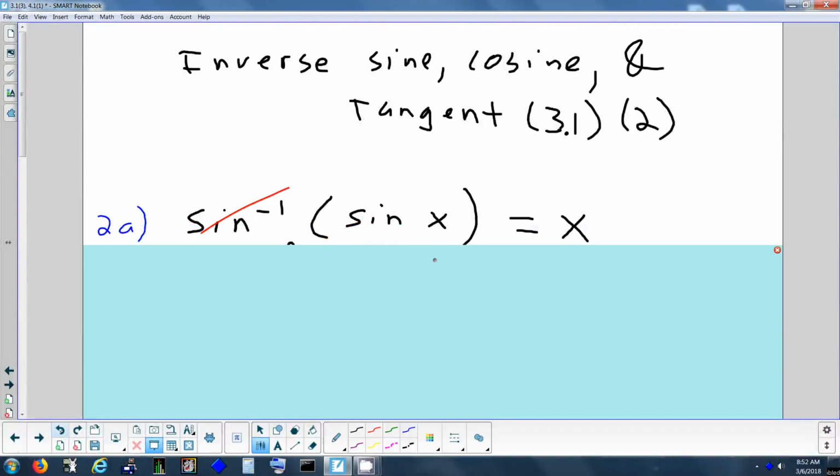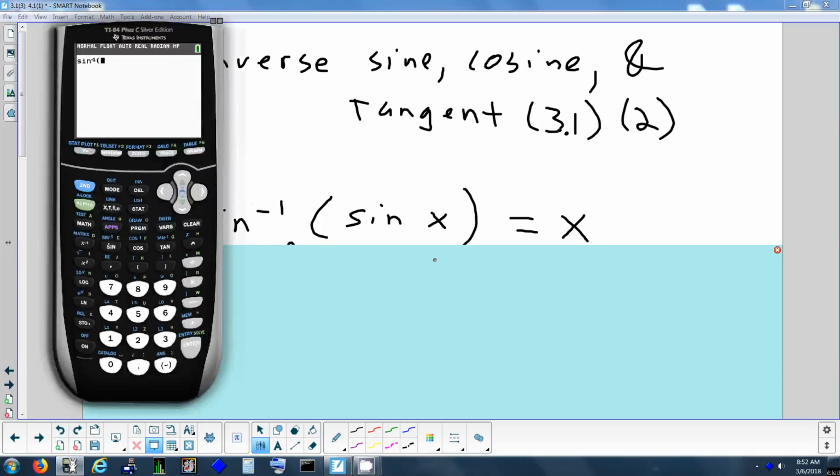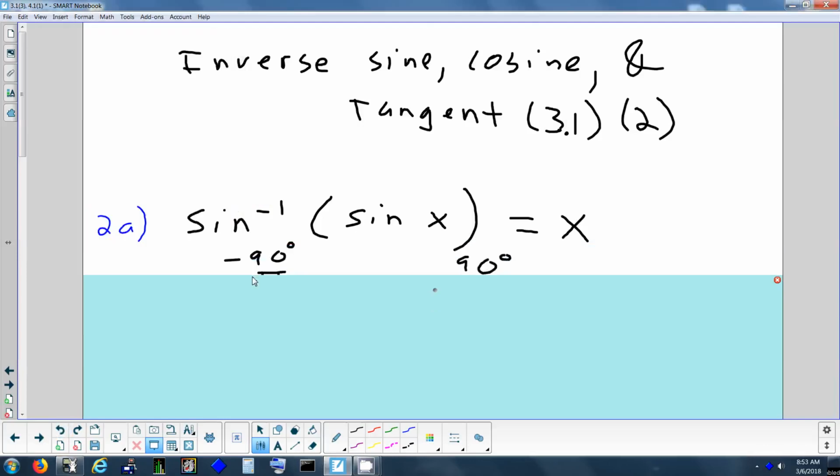Okay, so let me show you with an example. Let's take the inverse sine of the sine of 47. And I'm going to do this in degrees. Okay, so when I hit enter, what do you think I will get? Yeah, 47. I'm going to get 47. I get back the same thing I started with, because inverse sine and regular sine, they just cancel each other out. But that doesn't always work.